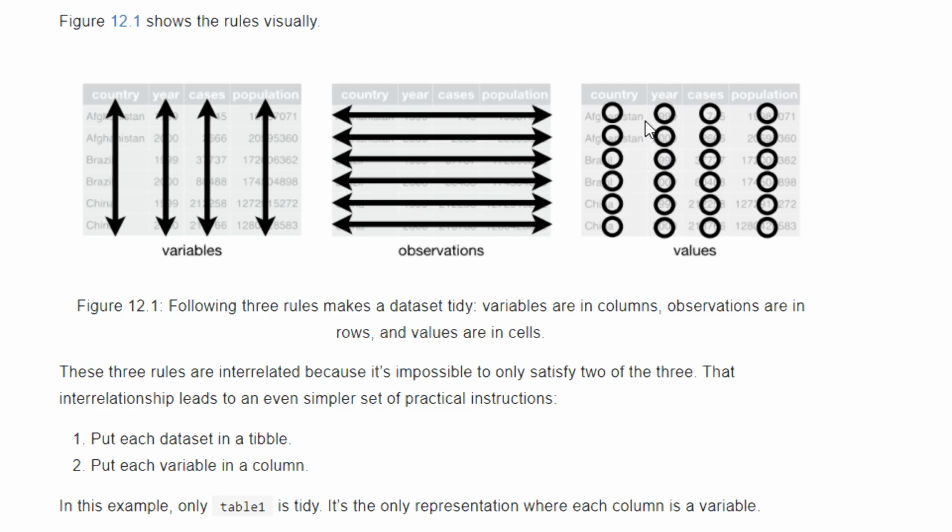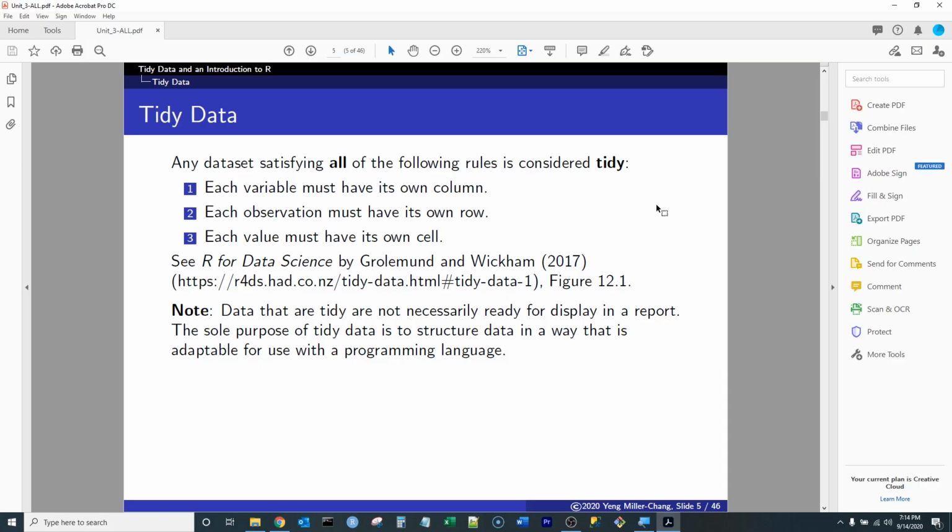In addition to this, every value has its own cell. This cell right here has only the country corresponding to the first observation. This cell right here has the year corresponding to the first observation. I do not want to put these two values inside one cell. So that is what tidy data is, and you will see more examples of this as you go through the class. The first thing I want to start off with is that data that are tidy are not necessarily ready for display in a report.